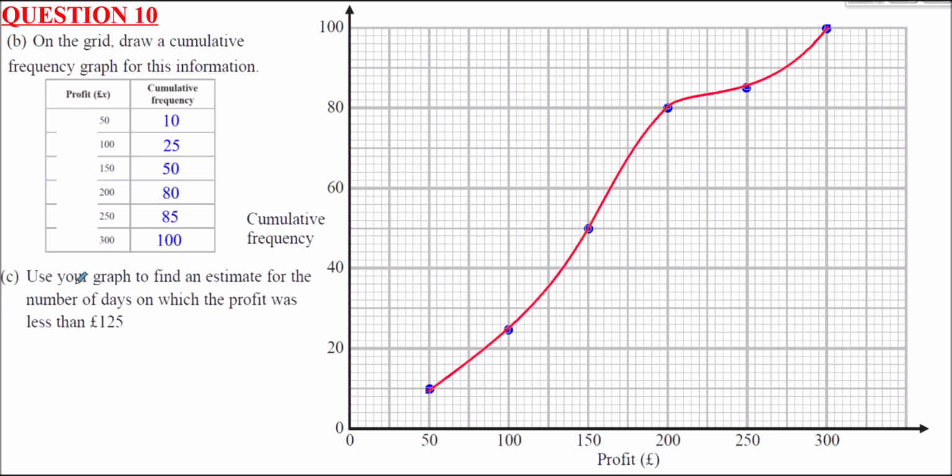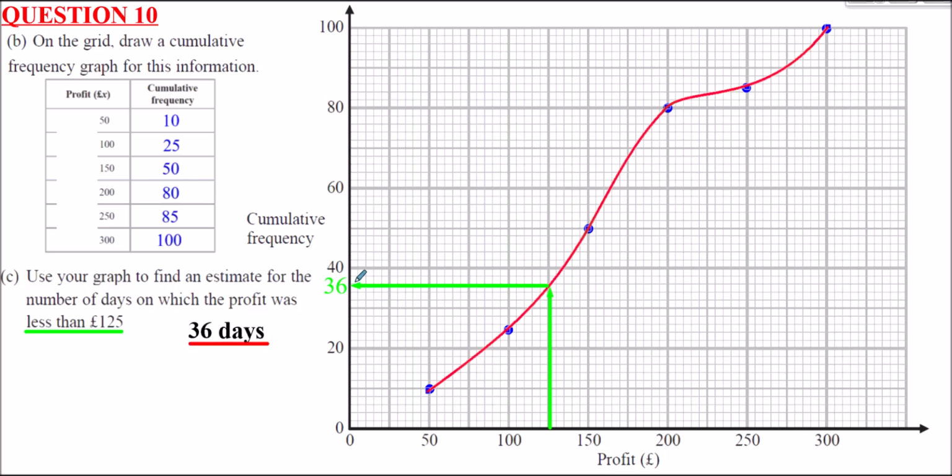Part C, we need to use this graph we've just done to find an estimate for the number of days on which a profit was less than 125. So what we need to do here is we read off at 125 and do a vertical line up until we hit the curve we've just drawn, like so. Then once we found the point it hits, we then do a horizontal line from that point so we can read off on the vertical axis. So 125 up and along, I reckon that's about 36. So based on my particular curve, you should have an answer in the region of about 36 days.